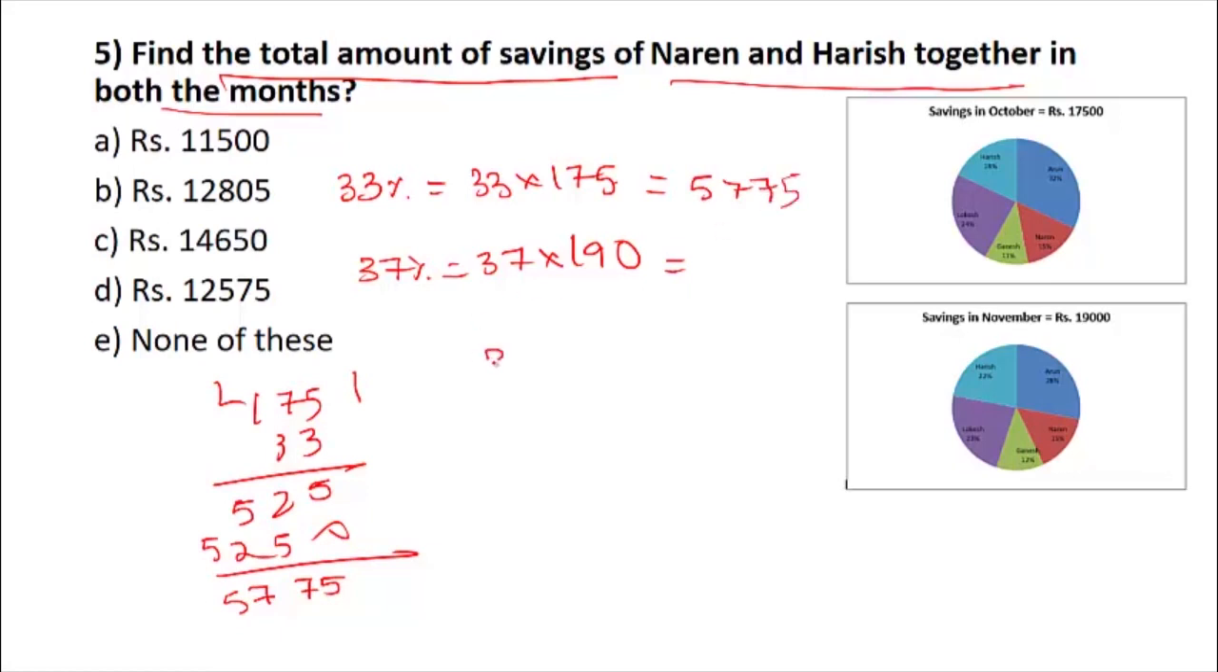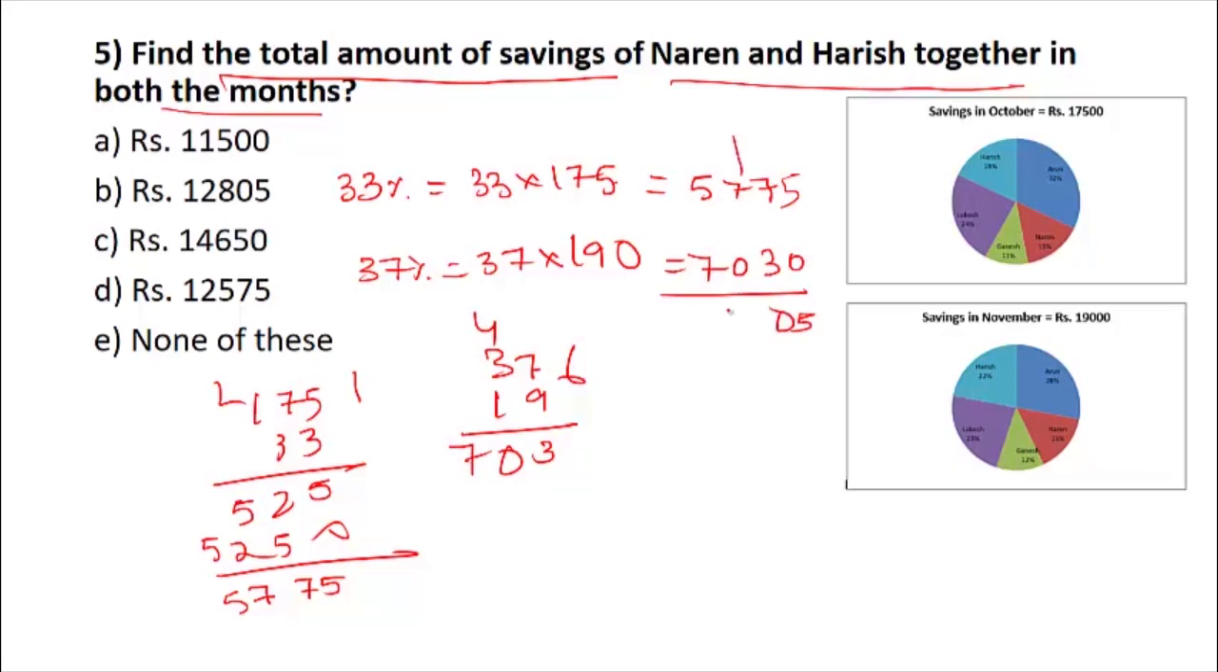Okay, let us see 37 into 19. What we will get is 7030. Your value is 7030. What you have to do is add both of them.